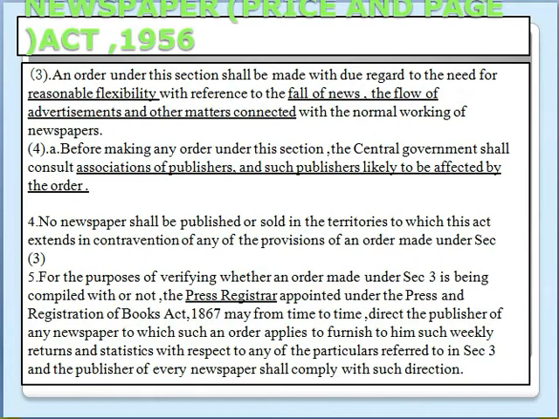Now, Section 5 says, for the purpose of verifying whether an order made under Section 3 is being complied with or not, the press registrar appointed under the Press and Registration of Books Act of 1867 may from time to time direct the publisher of any newspaper to which such an order applies to furnish to him such weekly returns and statistics with respect to any of the particulars referred to in Section 3, and the publisher of every newspaper shall comply with such directions.